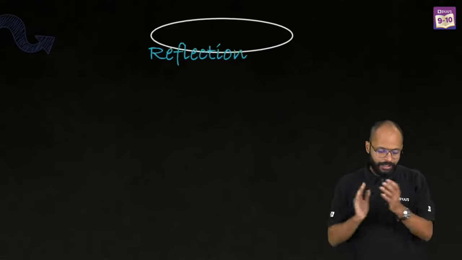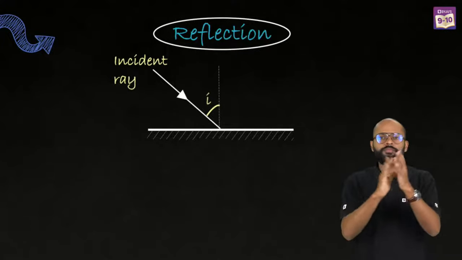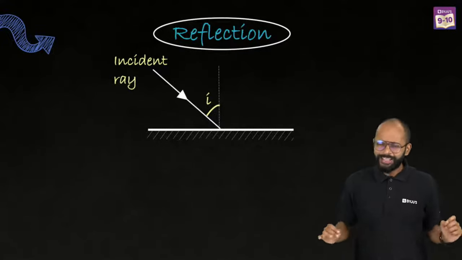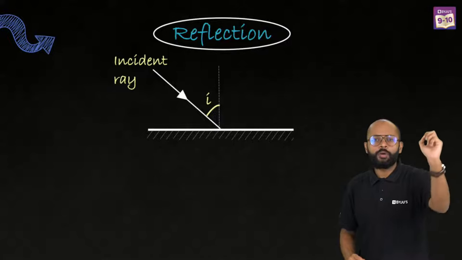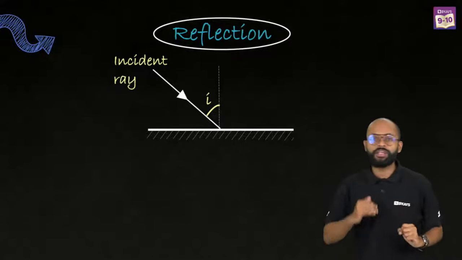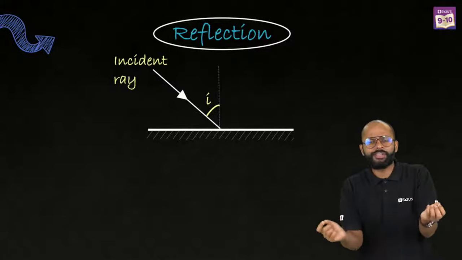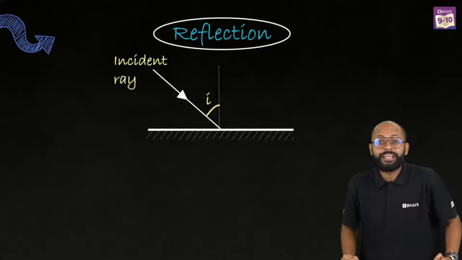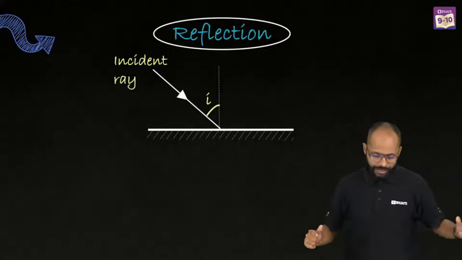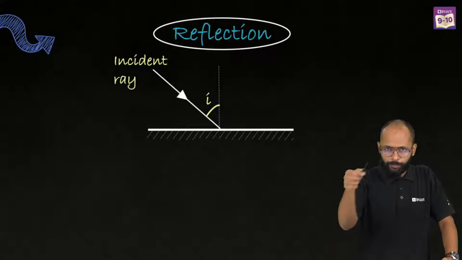Come on. Reflection, kids. What is reflection? Very simply, reflection is the bouncing back of light in the same medium after it strikes a surface. A polished surface we call a mirror. This is called reflection. So, incident light, important points about reflection.